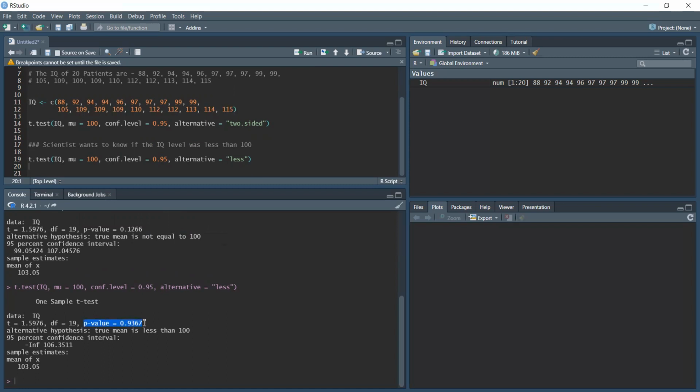So in this case as well, the null hypothesis is not rejected at any level of significance, even at the 5%, 10%, or 1% level of significance. So we use the t-based test, or the t-test, in R when the population standard deviation is not known to us.